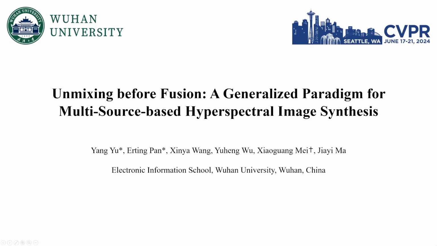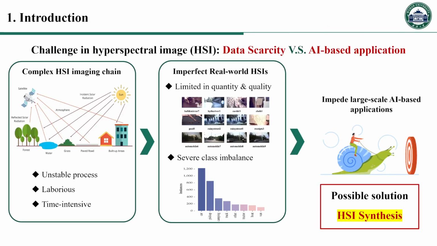Today, I'm going to introduce our work Unmixing Before Fusion, a generalized paradigm for multi-source-based hyperspectral image synthesis. In the realm of AI, data serves as a pivotal resource. Real-world hyperspectral images, bearing wide spectral characteristics, are particularly valuable. This results in significant data scarcity and class imbalance problems, impeding large-scale AI-based HSI applications. HSI synthesis offers a viable solution to the data shortage problem.